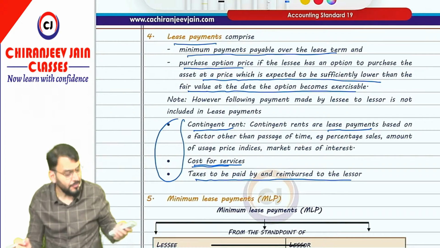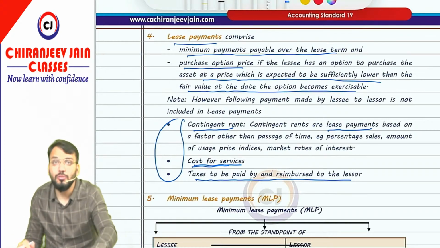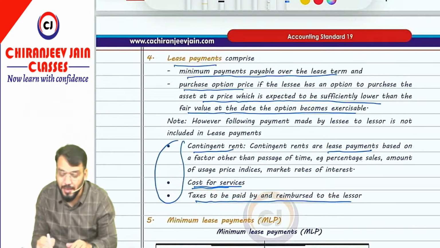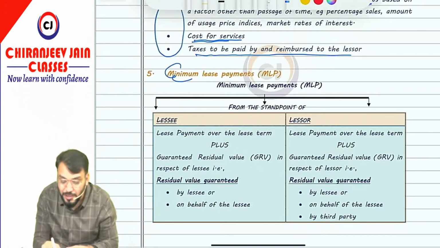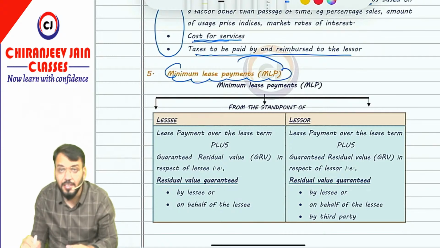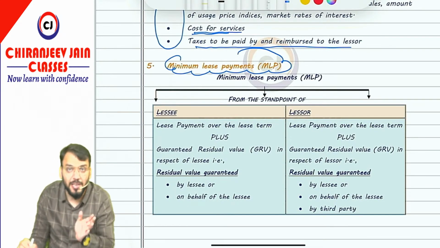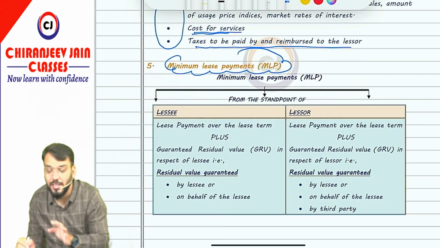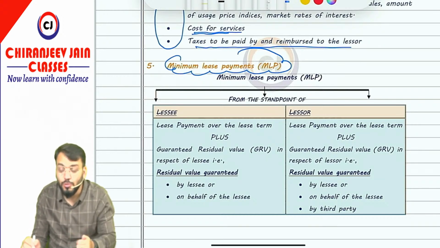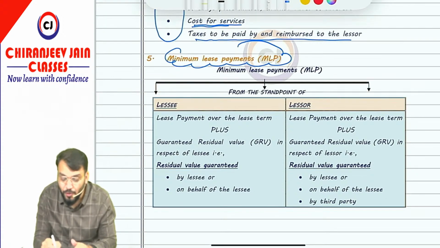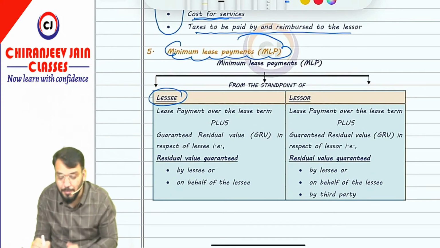Yes sir. Now in this chapter we also need to find out minimum lease payment. We have defined lease payment, but what do you mean by minimum lease payment? Minimum lease payment is calculated differently from the point of view of the lessee and from the point of view of the lessor. Whenever you are in the books of the lessee, you need to calculate minimum lease payment from the point of view of the lessee. So that will be lease payment over the lease term.